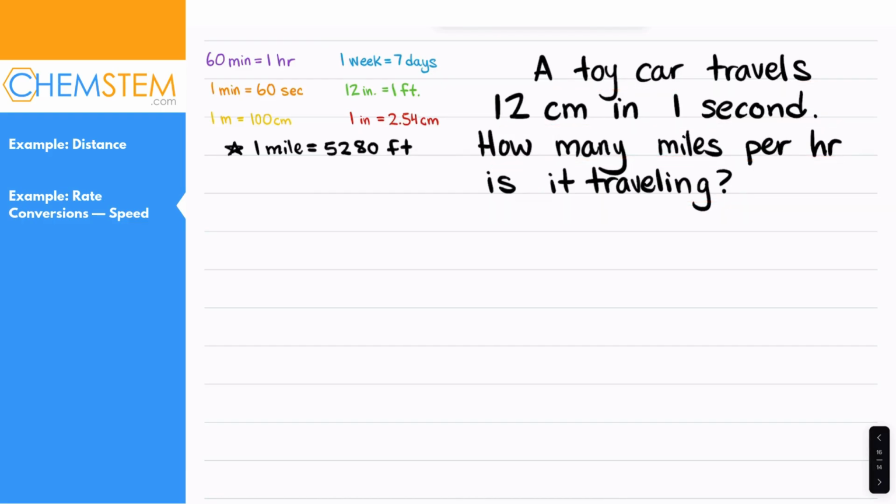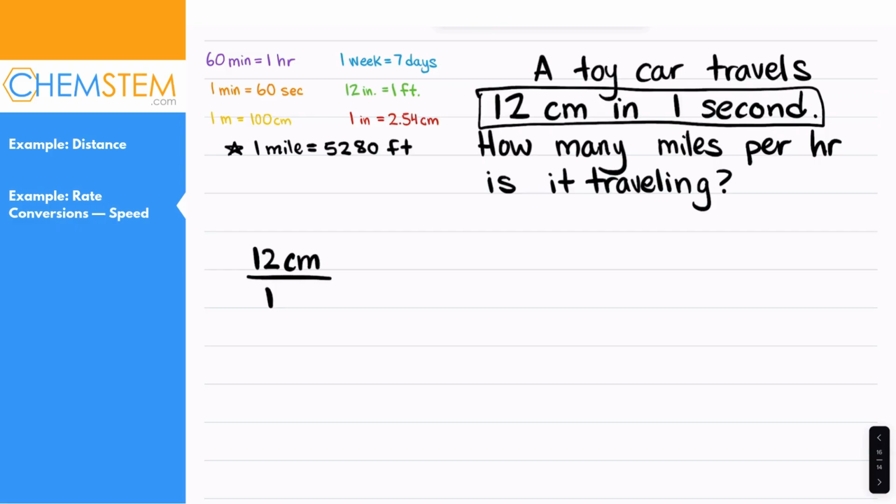It helps to identify the first rate. So let's look at what that will be. So we have a rate here, and it is, to start, 12 centimeters in 1 second. So that's going to be 12 centimeters per second. I'm going to put down 12 centimeters per 1 second. And somehow, through a series of steps, we've got to go from 12 centimeters per second, so this is a distance over a time, to miles per hour.